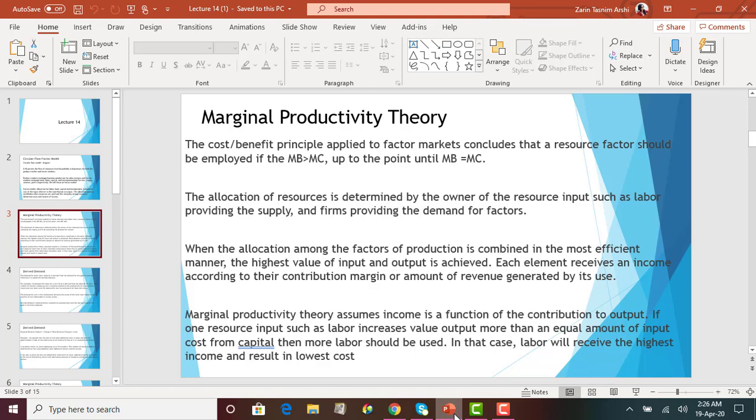The income that a resource receives is based on the contribution margin to the output, and if a labor input increases the value of output compared to an equal amount of capital, then definitely we will use more of labor, and the income that labor will receive will be higher than capital.